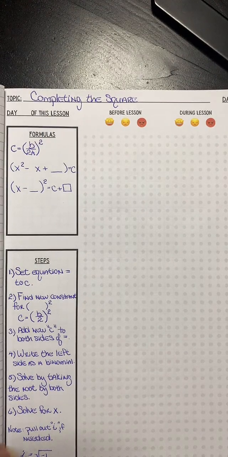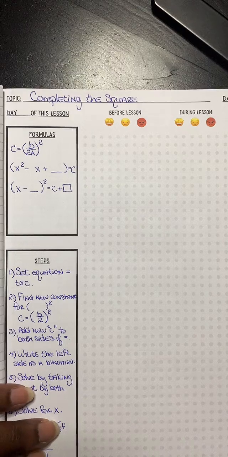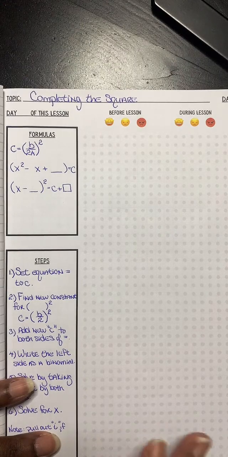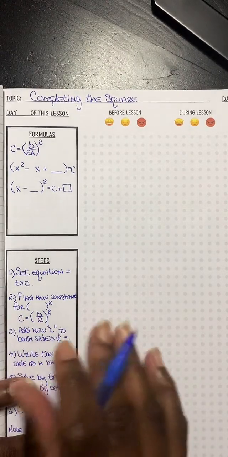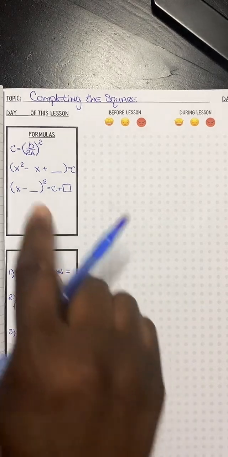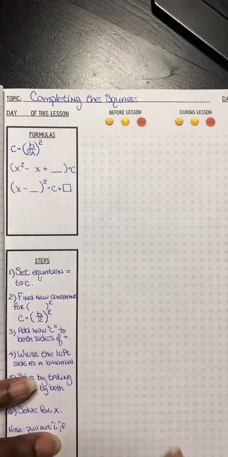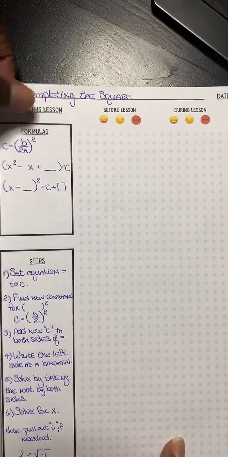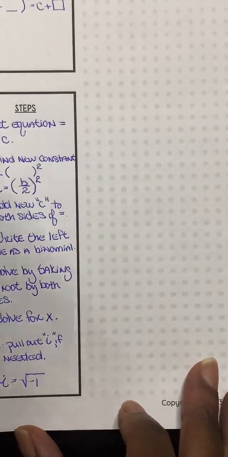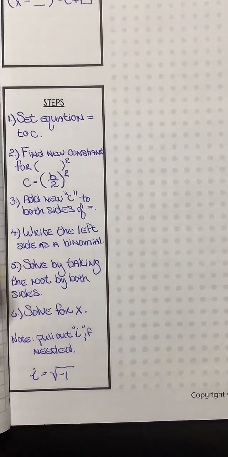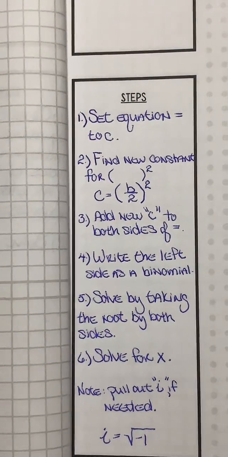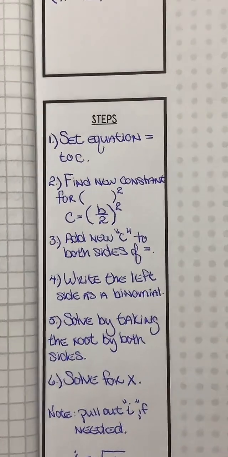So if we recall, when we want to complete the square, this is the only time that a quadratic equation does not equal 0. It equals whatever your original constant is. All right, so let me zoom in for you for what the steps are so you can take a quick little snap and be able to have this in your warehouse. All right, so let's take a look.